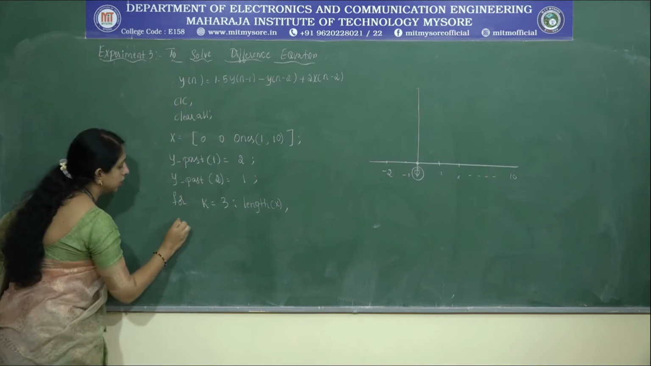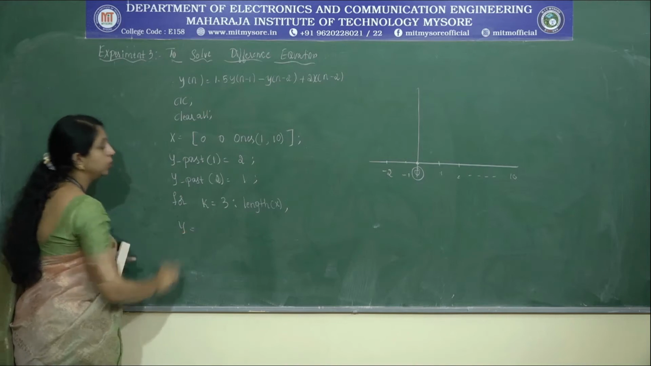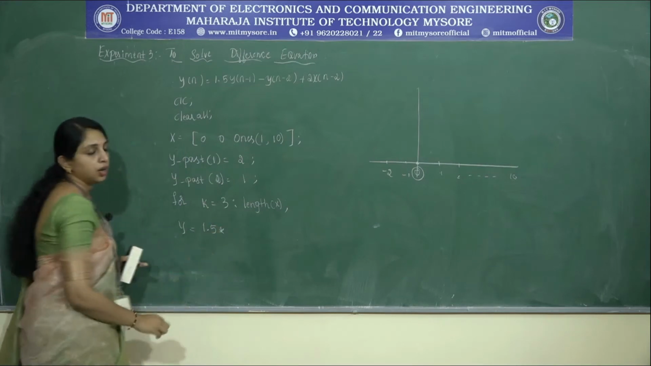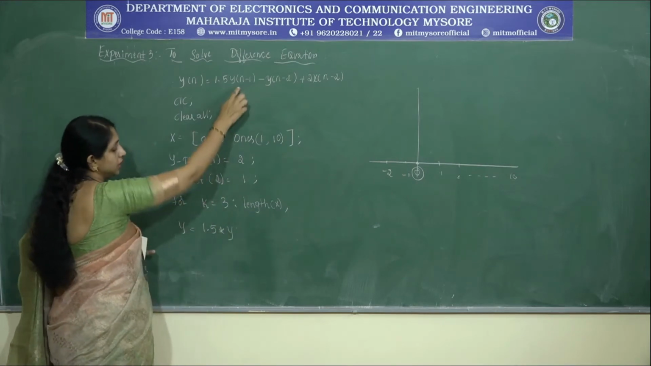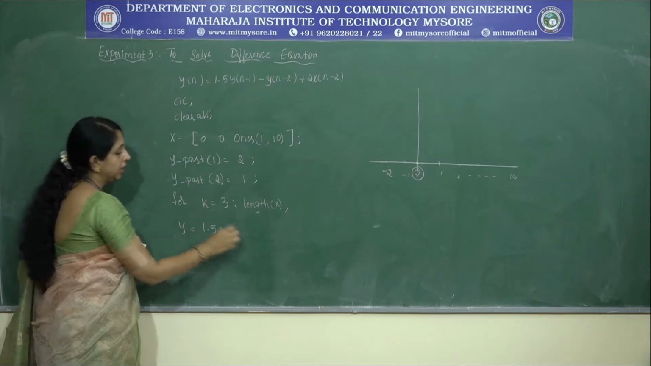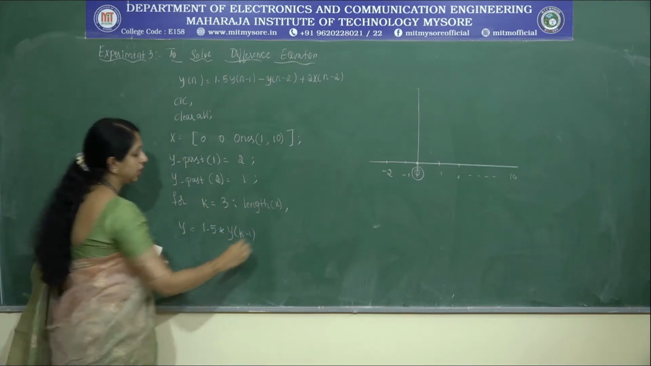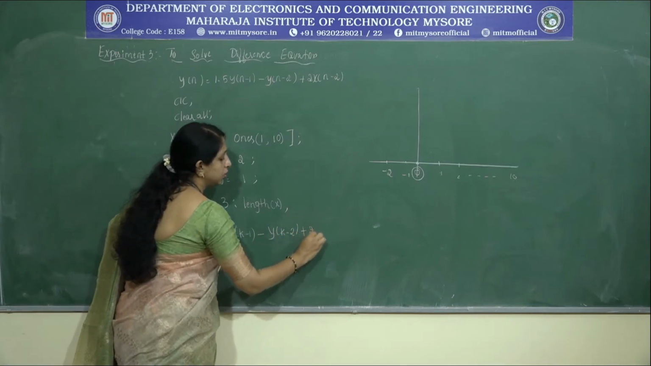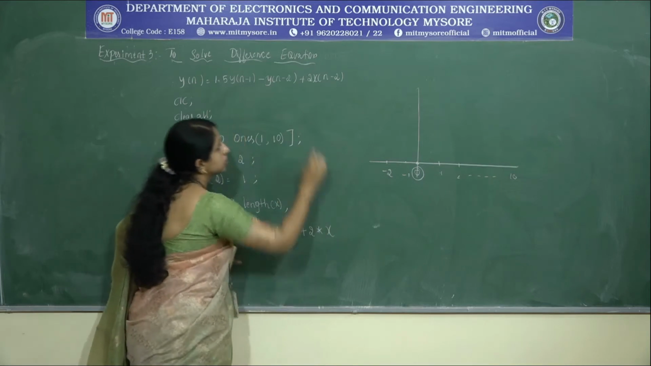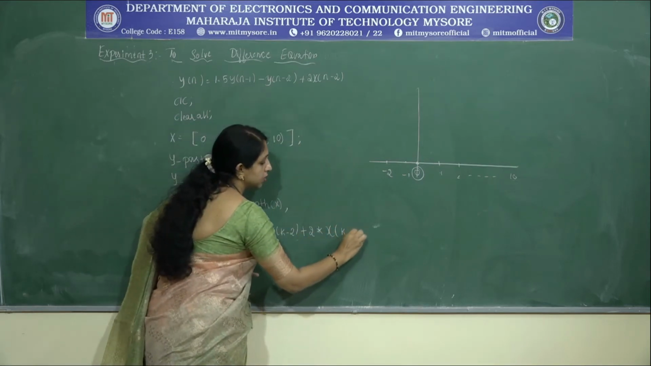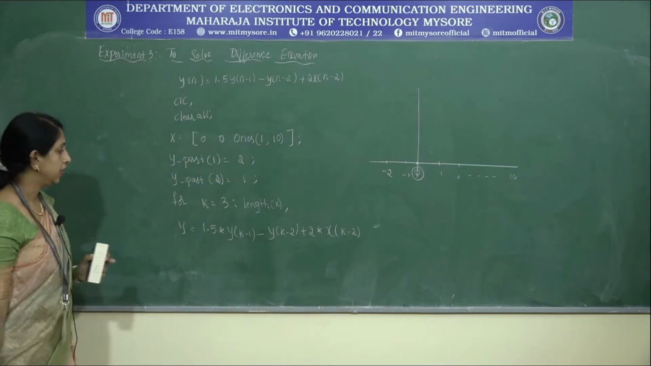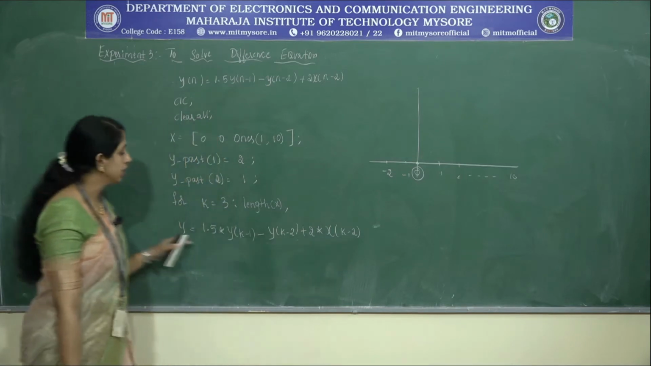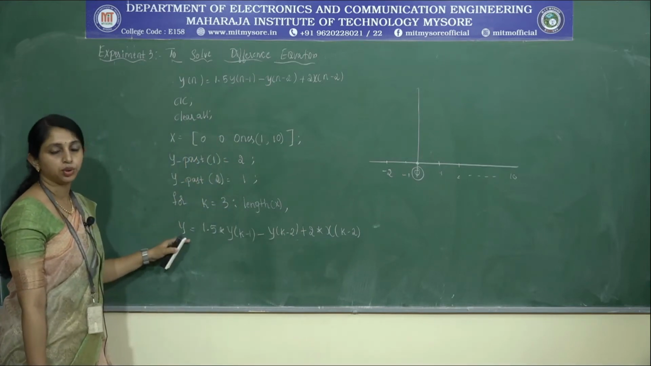Now, write it. y is equal to 1.5 into y of, since the variable used is k, write it as k minus 1, minus y of k minus 2, plus 2 into x of k minus 2. So the variable used here is k, and the equation is written using MATLAB code.